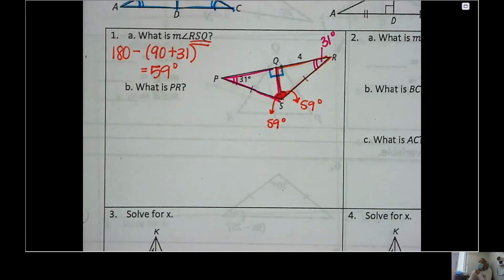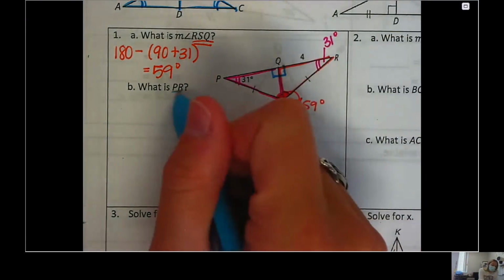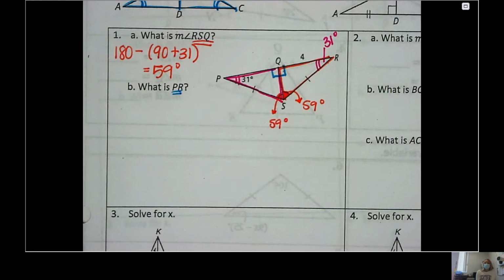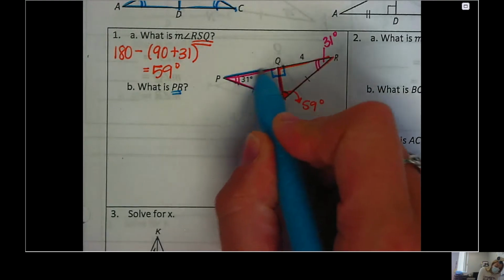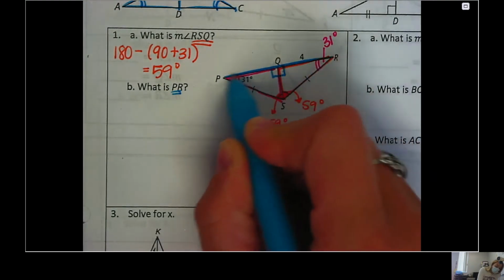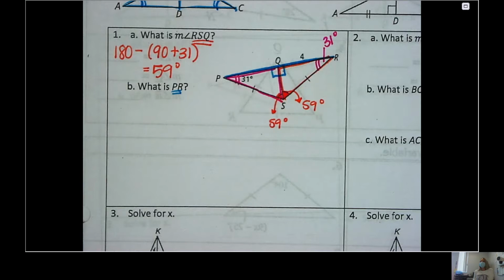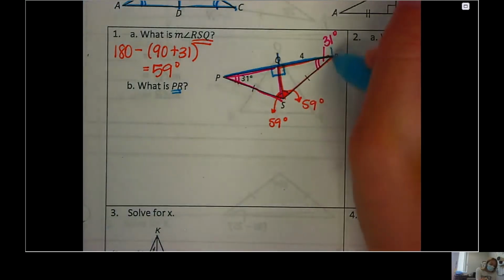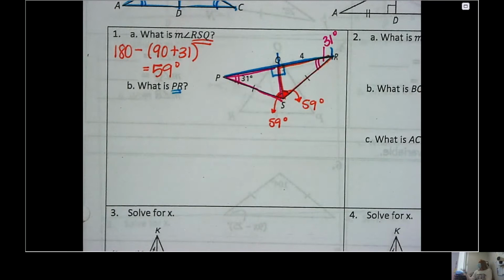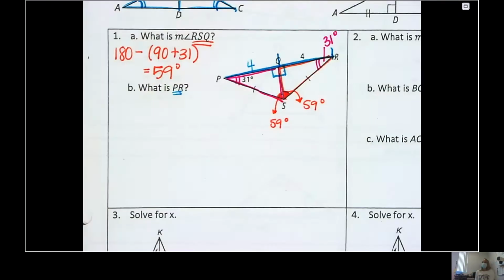Okay, next question is, what is PR? Now, PR is a side length this time. It's not an angle. So if I start at P and go all the way to R, that's this whole entire length. Now, you already know part of it. What part do you know? You know the 4. So this piece from Q to R is 4. That means the other side has to be 4 as well, right?